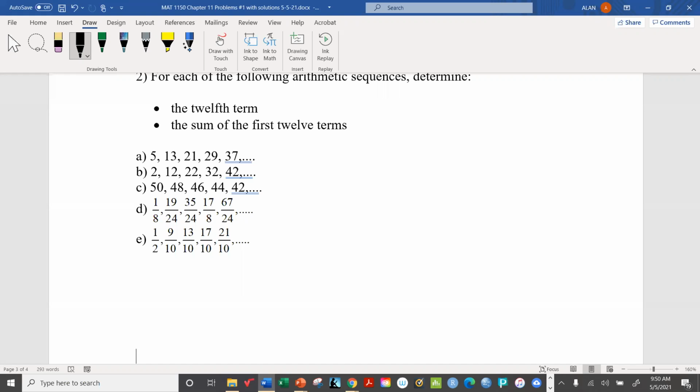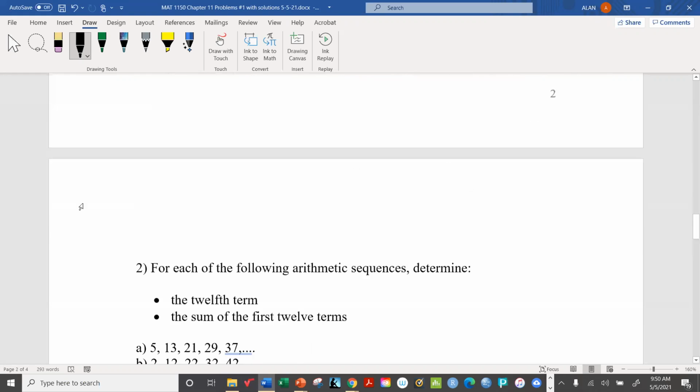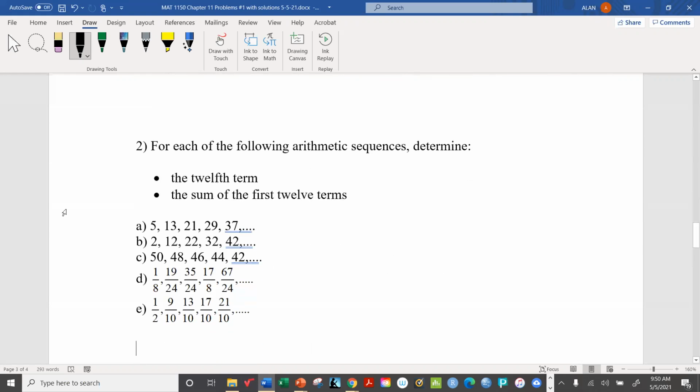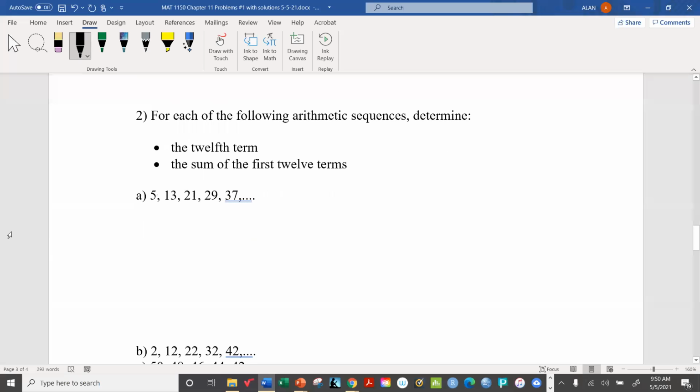All right, here we go. Number 2. So these are a little bit different because we already have the first 5 terms. So all that remains is to figure out the 12th term and the sum of the first 12. So we'll just keep reapplying our formulas. The difference this time, though, is that we have to identify the variables. So, for example, in this one, A1 is this first term. And you can see the common difference between the terms is 8. And so we're being asked to figure out A12 first. Then we'll do the sum.